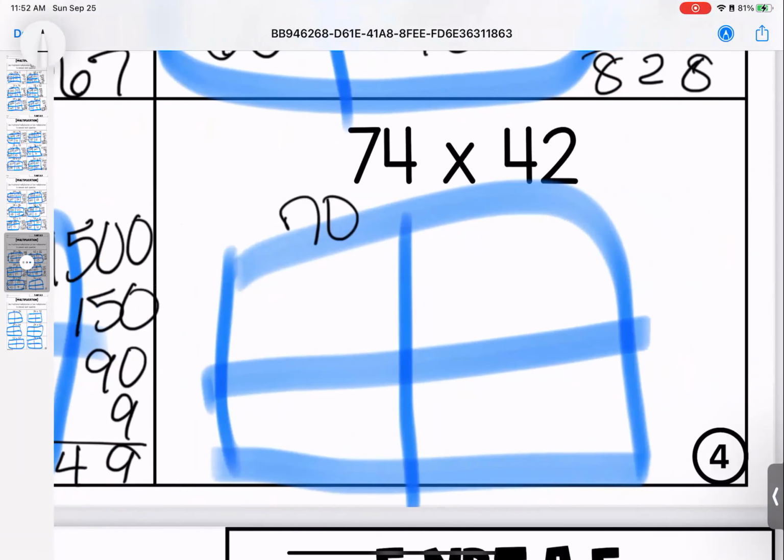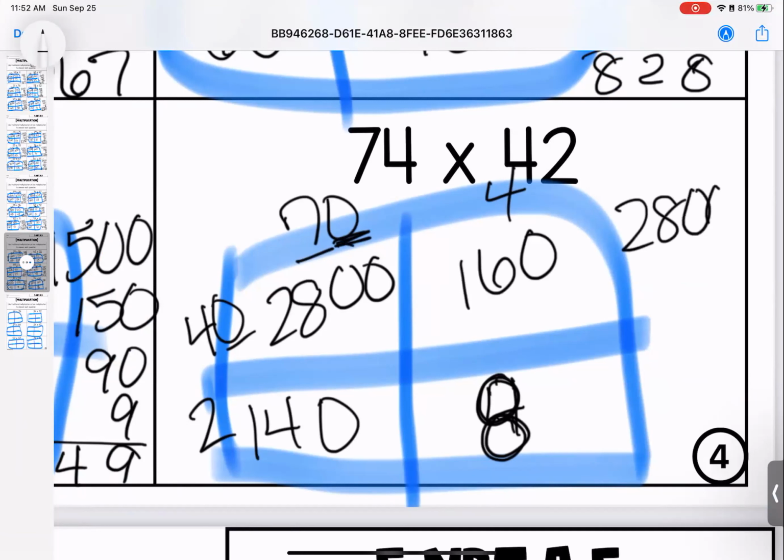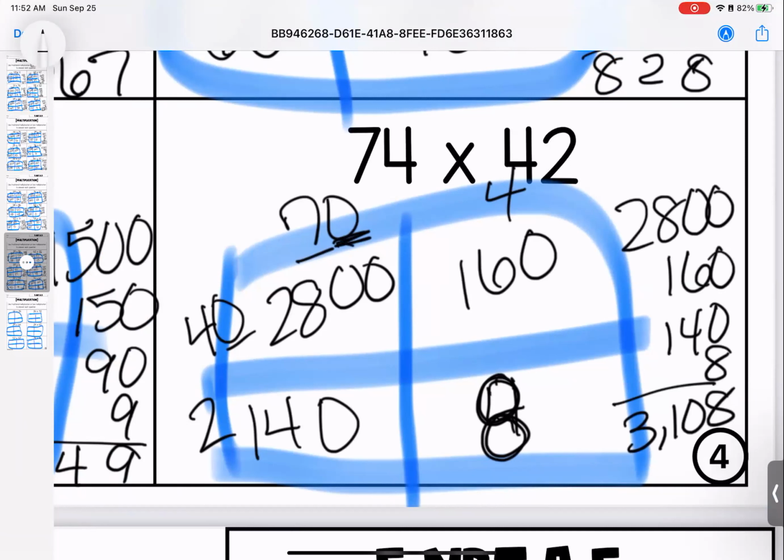Break it down to 70 and 4 and 40 and 2. 7 times 4 is 28, 2 zeros. 4 times 4 is 16 and a 0. 7 times 2 is 14 and a 0. 2 times 4 is 8. We stack, we add, and we get 3,108. That is the end of page number 4.